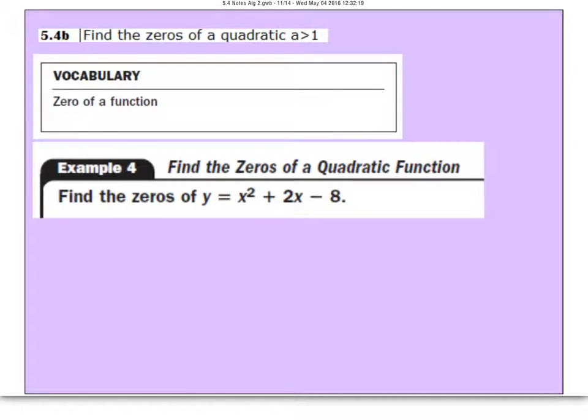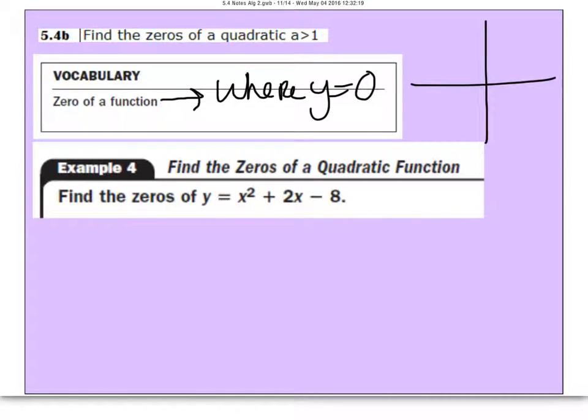Now, in learning objective B, you may be asked to find the zeros of a quadratic. So let me just tell you what those are first. The zeros of a function is where y equals 0. Okay, so if we were to graph this, these are parabolas, by the way. On a parabola, y equals 0 at the x-intercepts.